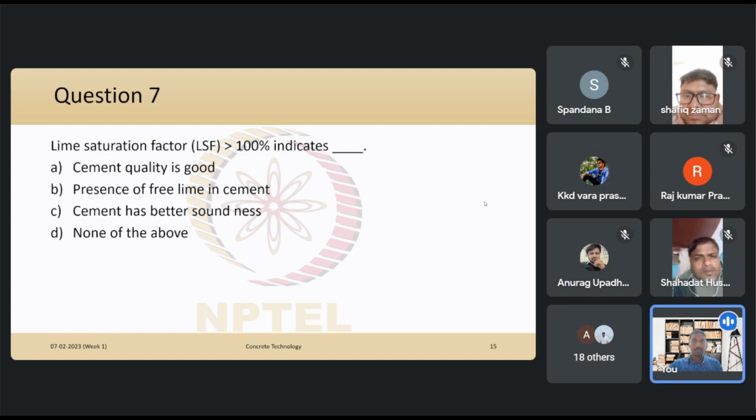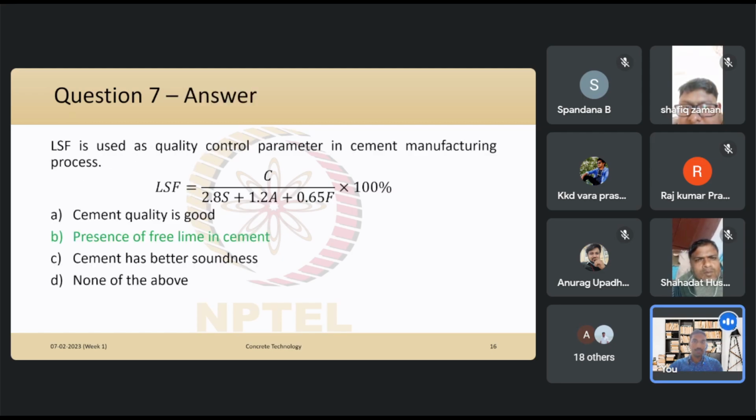Okay, so let's take a look at the answer. Majority of you have voted for option B. There are also some people who think it's either option A or option C, right? But the right answer is option B. So when the LSF is greater than 100%, it means that there is presence of free lime in the cement, right? So to understand that, let's first see what LSF is.